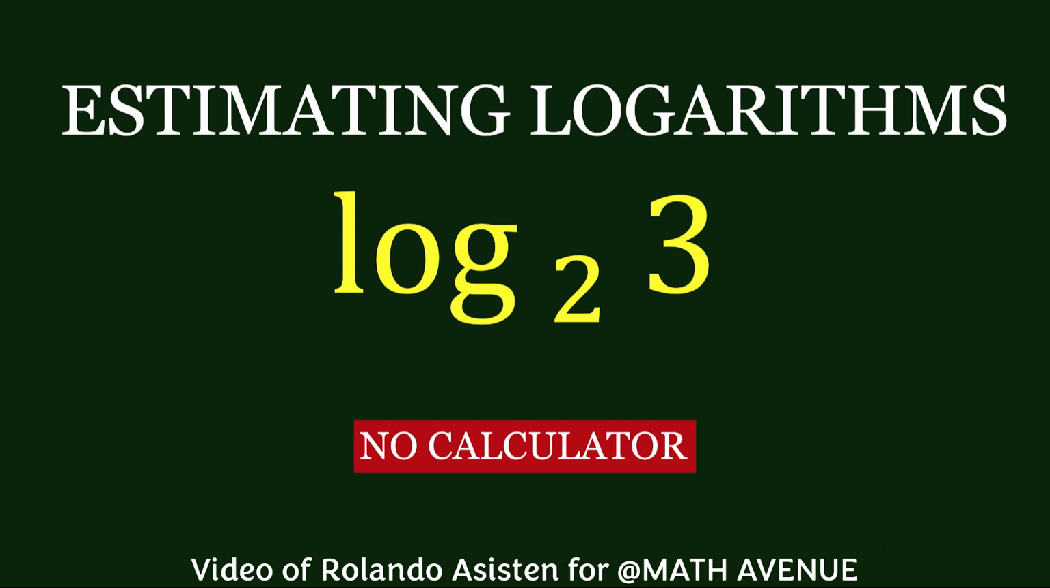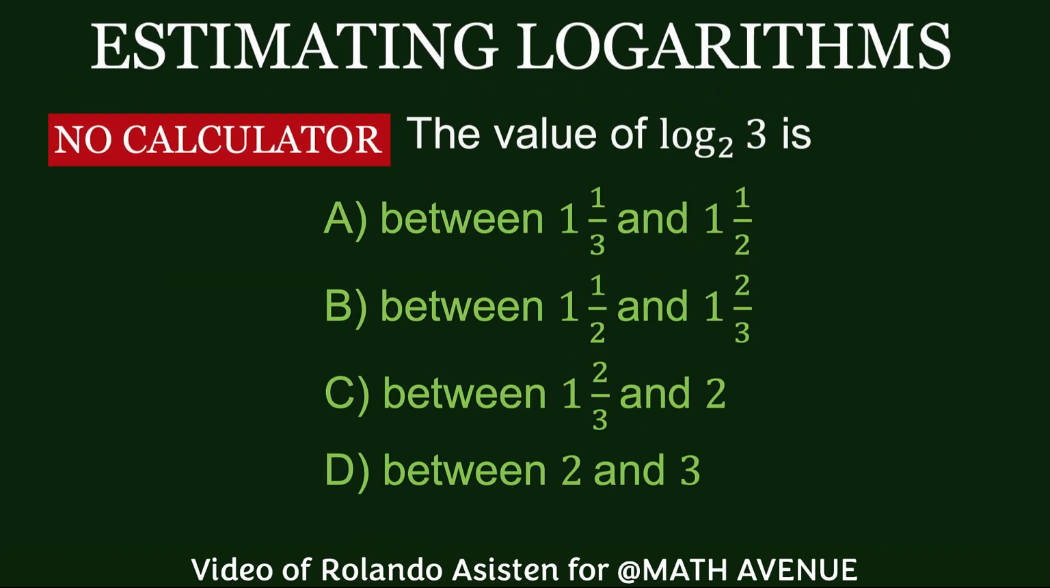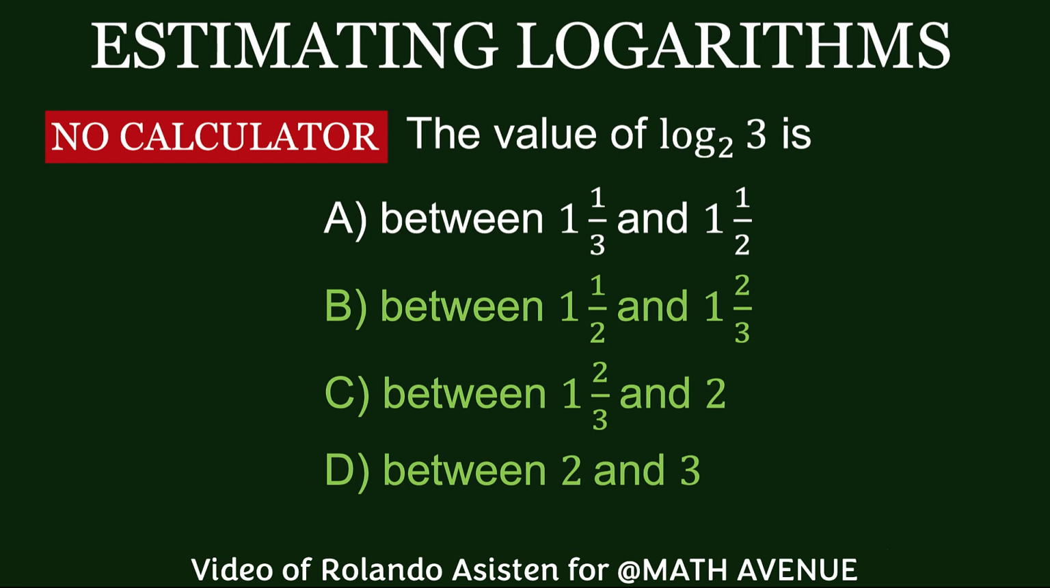This is about estimating the value of logarithms. Let's say the problem is, without using a calculator, estimate the value of the logarithm of 3 to the base 2. And we are given these four options. Letter A, between 1 and 1/3 and 1 and 1/2. Letter B, between 1 and 1/2 and 1 and 2/3. Letter C is between 1 and 2/3 and 2. And letter D, between 2 and 3.